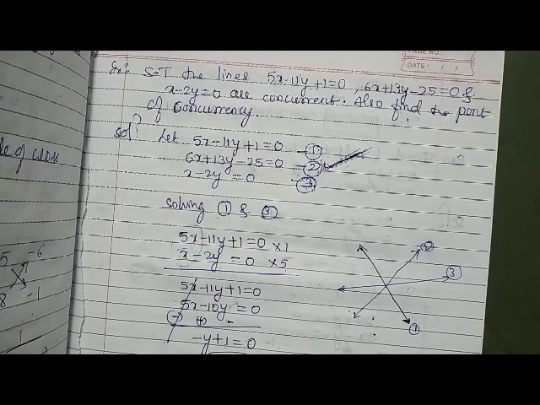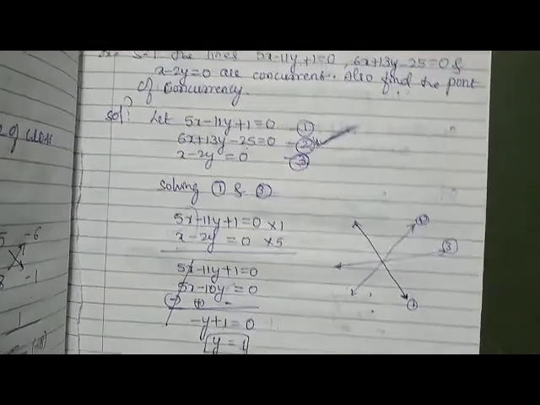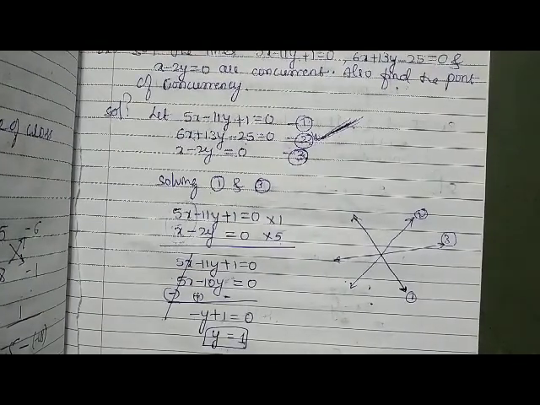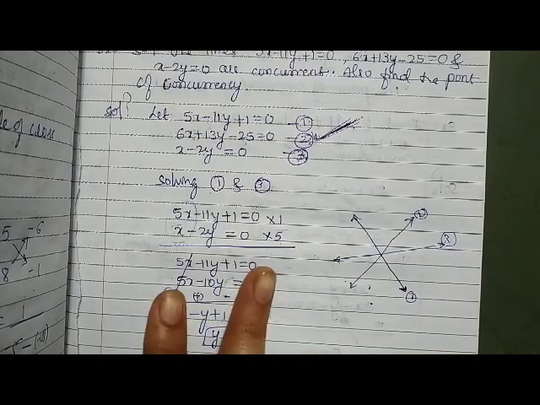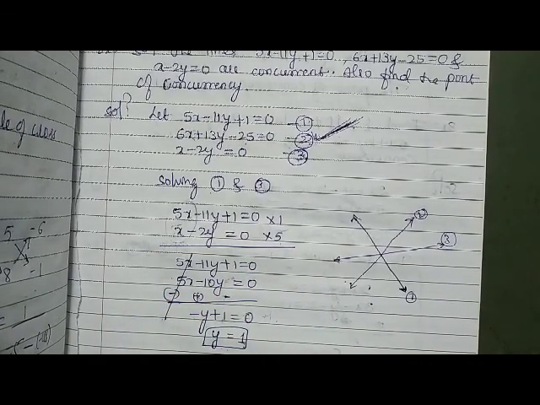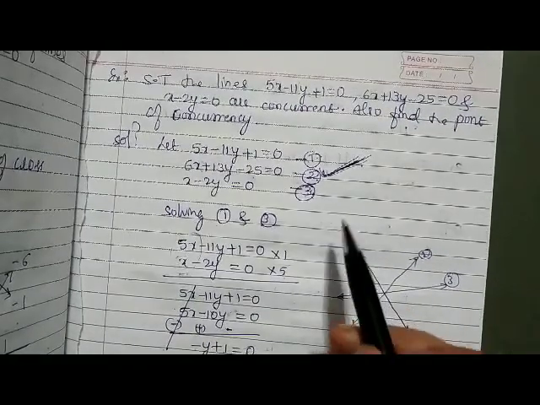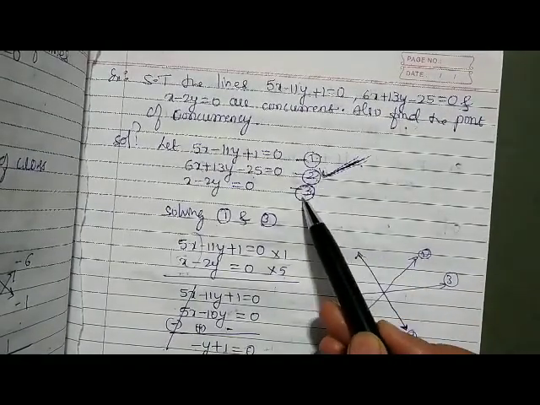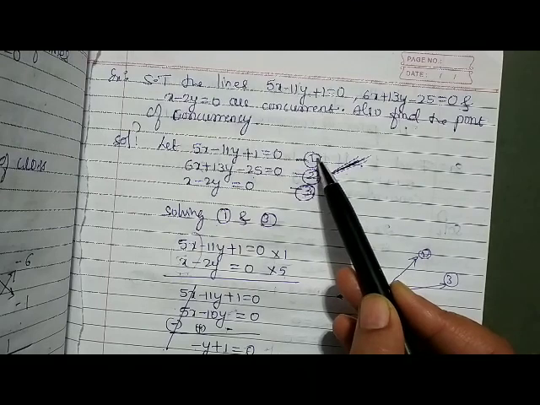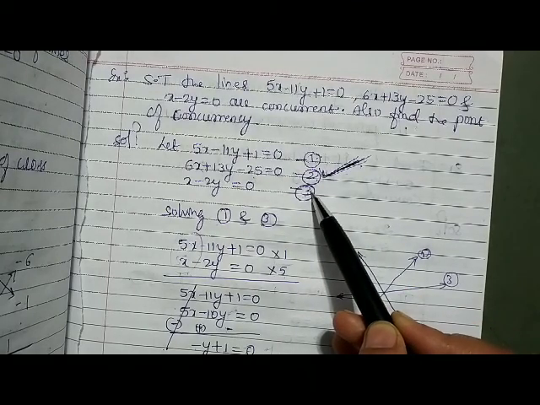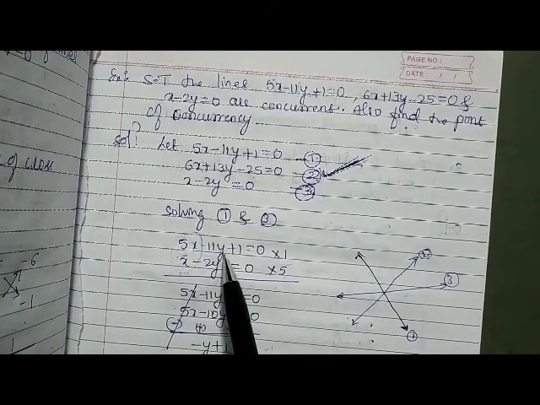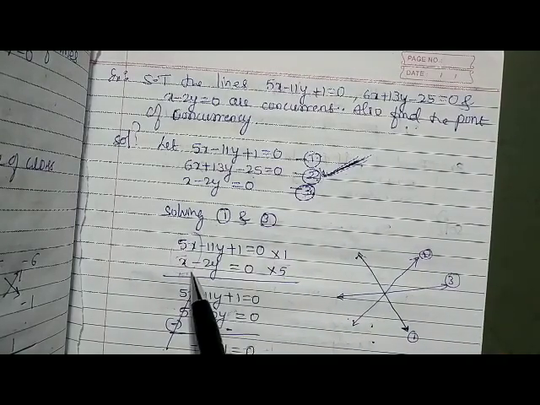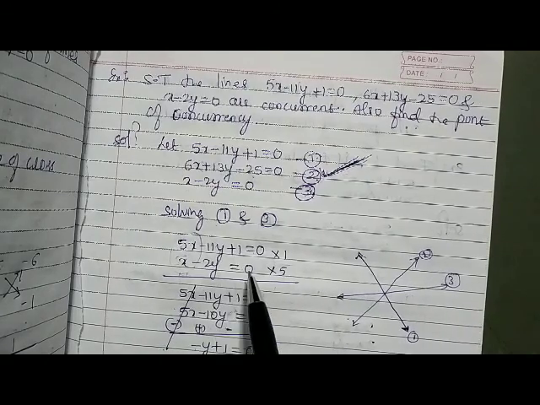Okay, so we have three lines. Find the point of intersection of any two lines. We have to consider any two lines and find their point of intersection. So here we will solve equations 1 and 3 by using elimination method. That is 5x minus 11y plus 1 is equal to 0 and x minus 2y is equal to 0.